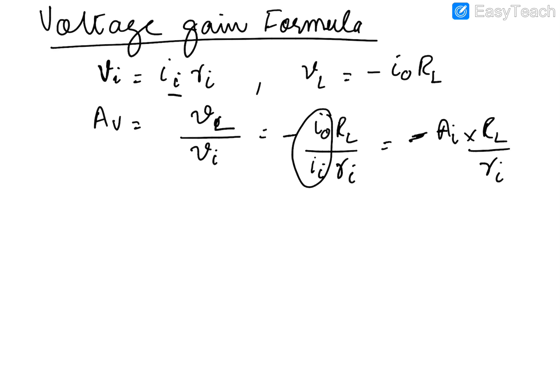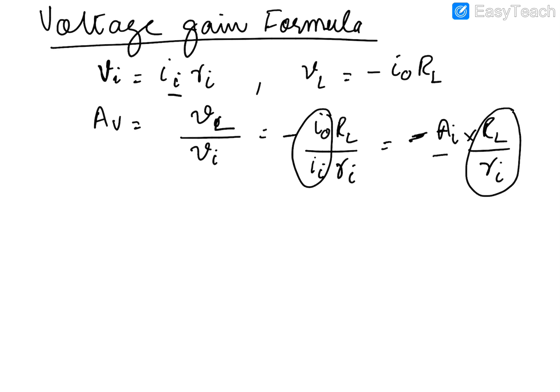So this is a general expression for a loaded voltage gain, and it is common for all types of amplifiers regardless of their structures. So this shows that you can measure the loaded voltage gain for an amplifier by simply multiplying the current gain and the ratio of output resistance and input resistance.